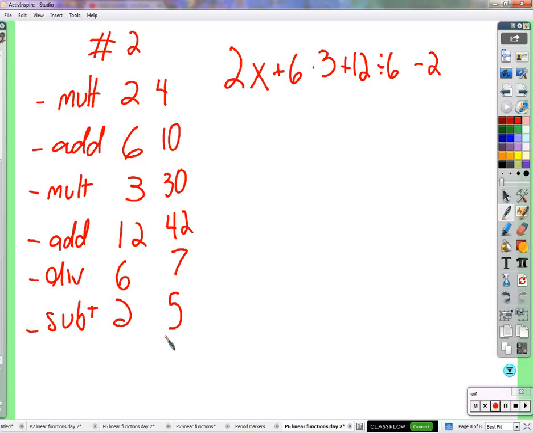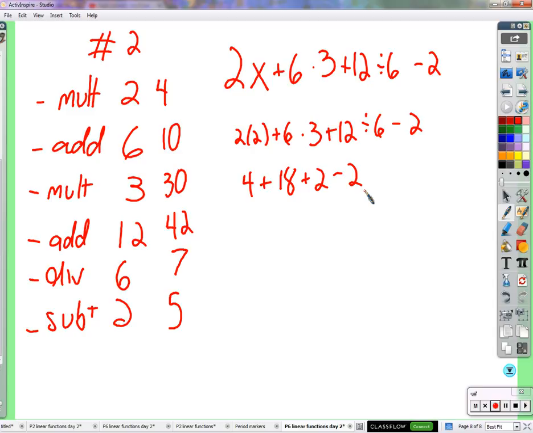Okay? Let's try it in here. Let's put a 2 in there. 2 times 2 plus 6 times 3 plus 12 divided by 6 minus 2. I'm going to follow the order of operations. 2 times 2 is 4, plus 6 times 3 is 18, 12 divided by 6 is 2, minus 2. 2 minus 2 is 0. 18 plus 4 is 22.